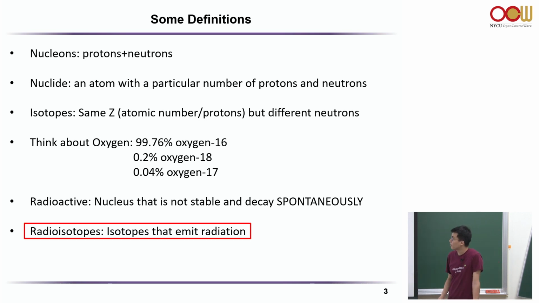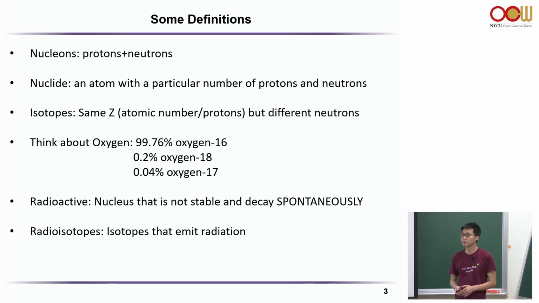So what are radioisotopes? Obviously, just by looking at the word radio, we're talking about radiation, right? So the isotopes that emit radiation are called radioisotopes. And this is important because in medicine, we use a lot of radioisotopes.